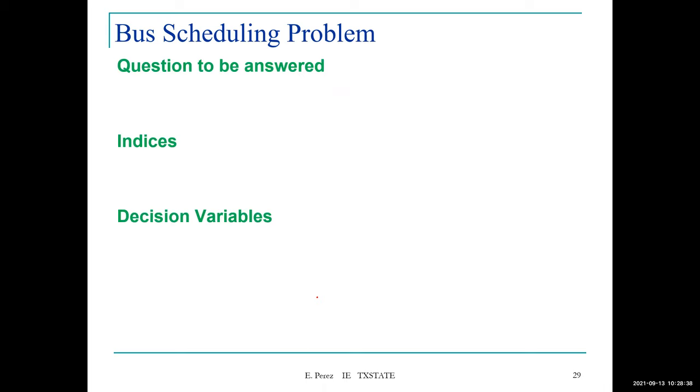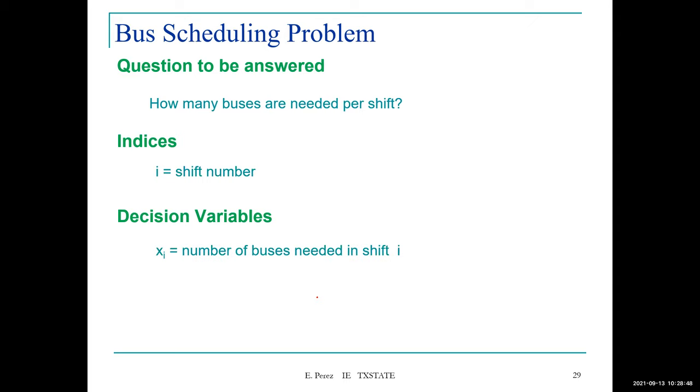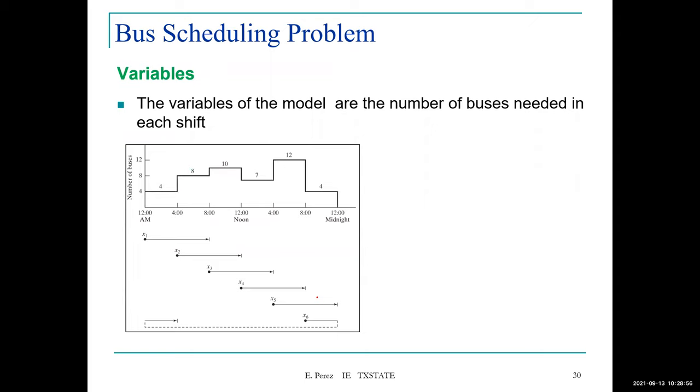So the question to be answered: how many buses are needed per shift, assuming that we have 8 hour shifts? So we have i equals shift number, and the decision variables are Xi equals the number of buses needed in shift i. So the variables of the model are the number of buses needed at each shift.